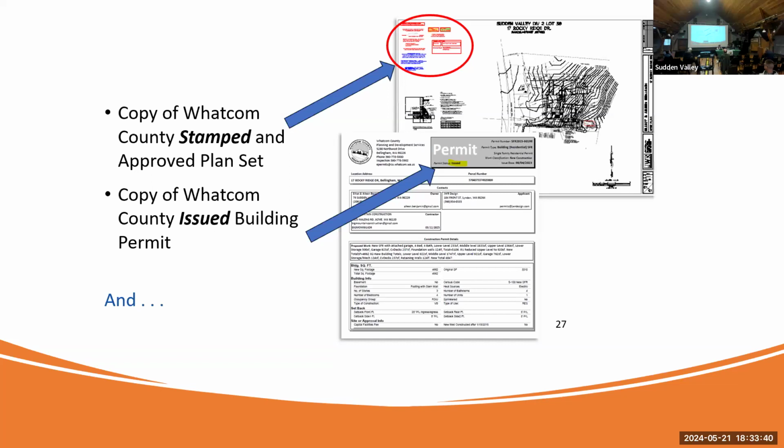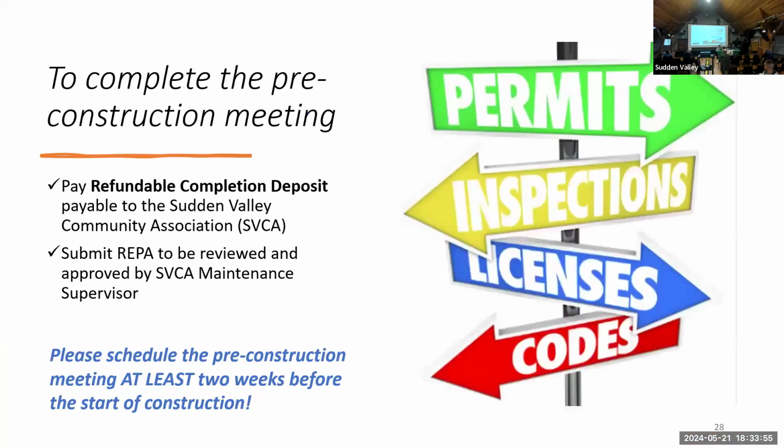I know oftentimes when you are submitting to Sudden Valley, this has not yet gone through the county review. So they are requesting now that we have a copy of what's been approved by the county. And then also a copy of the Whatcom County issued building permit. Also during this pre-construction meeting, this is when we accept the refundable completion deposit.